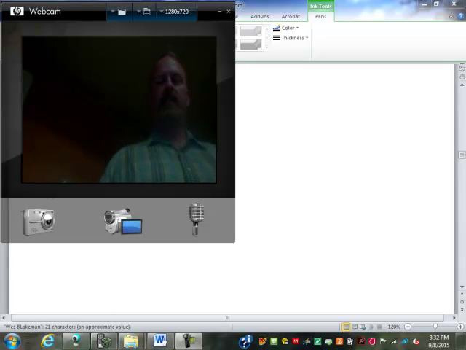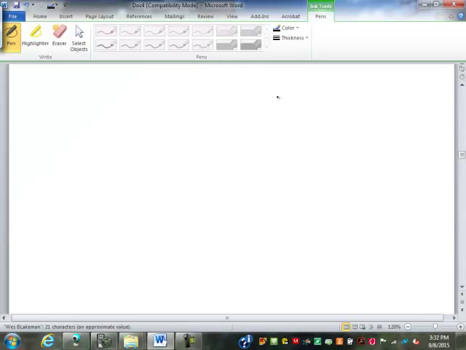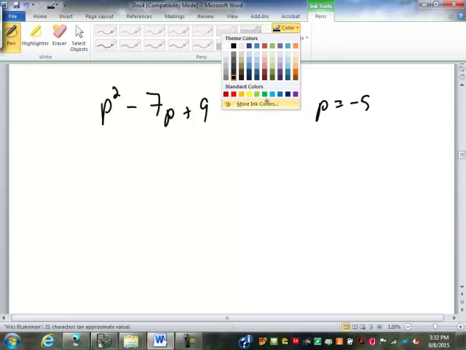So as I said, looking at the test, problem number 9, p squared minus 7p plus 9 for p equals negative 5. This is one that actually usually has quite a few people get it wrong. This time around there was a few, but not a lot. So I was really happy with that.